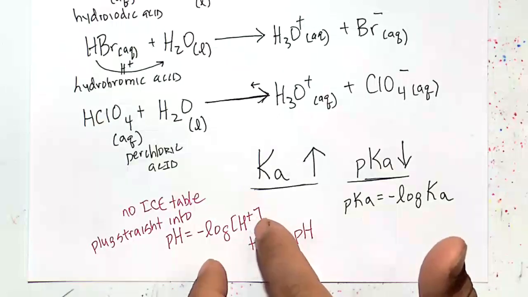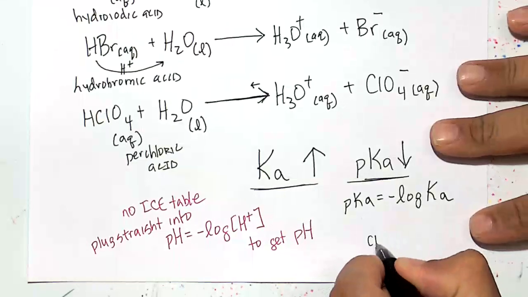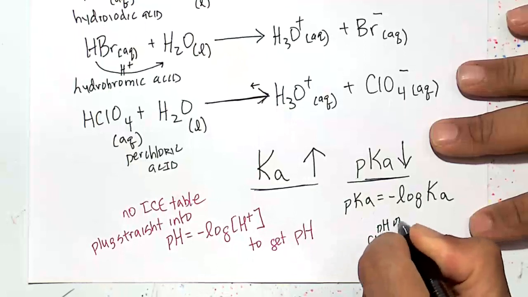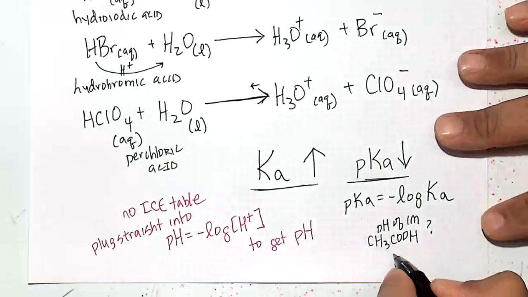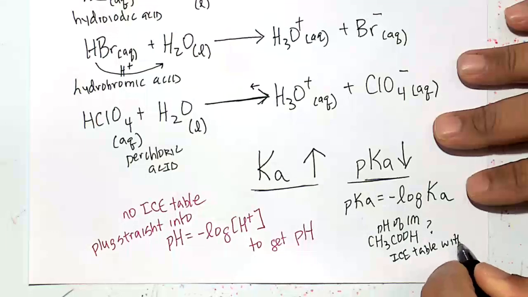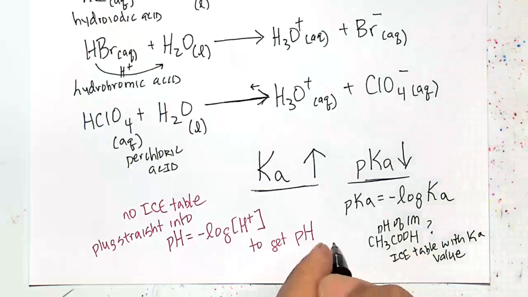Okay. So what is the pH of 1 molar acetic acid? Do you guys know what acetic acid is? Like it's in vinegar? What is the pH of 1 molar of this? Is it a strong acid? No. So here you need an ice table with the Ka, with the Ka value that I will give you on the exam.